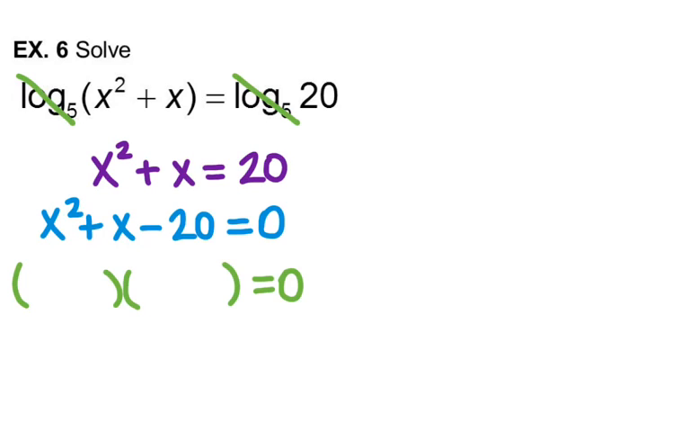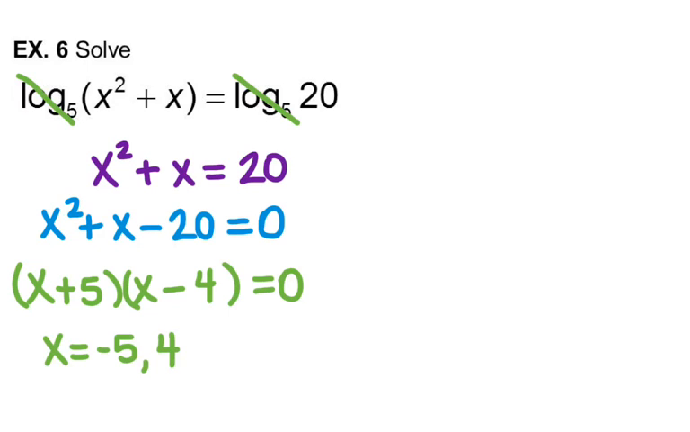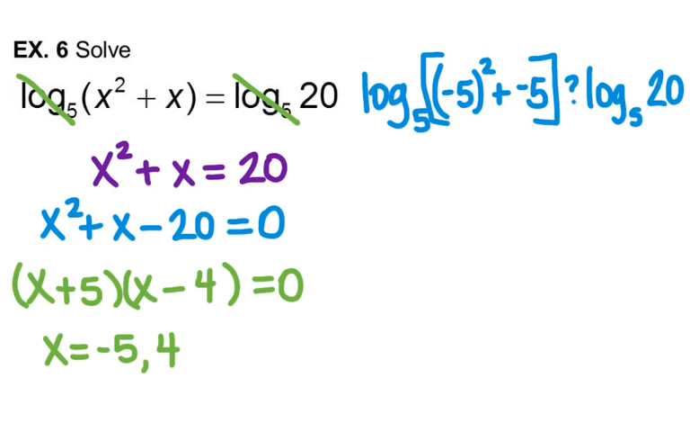So two terms that multiply to get x squared are x and x. Two terms that multiply to get negative 20 but add to get positive 1 are going to be plus 5, negative 4. So then I set each factor equal to 0, and x is going to equal negative 5 and 4. So we're going to check both of these.